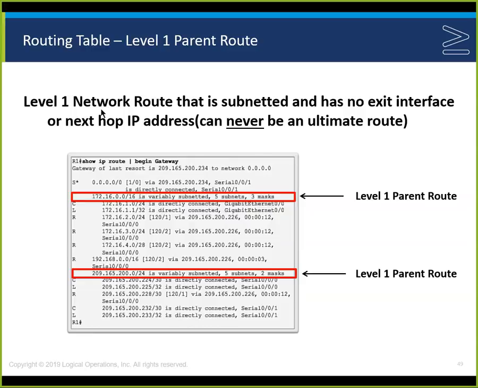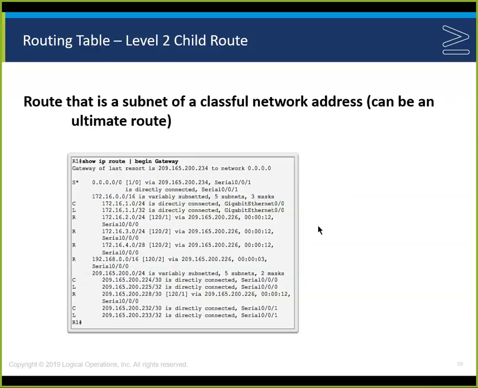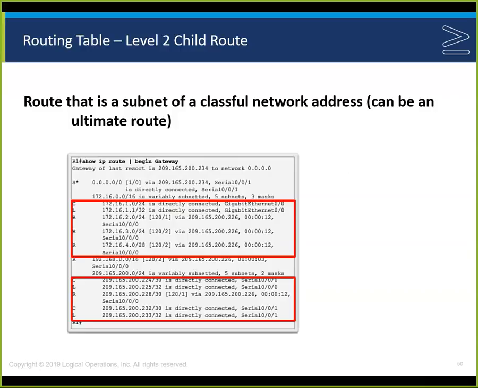It's not where we're going to go. The level 1 route that is subnetted and has no exit interface is not going to be the ultimate route. The subnetted ones will be the ultimate routes. A subnet of a classful network address can be an ultimate route.